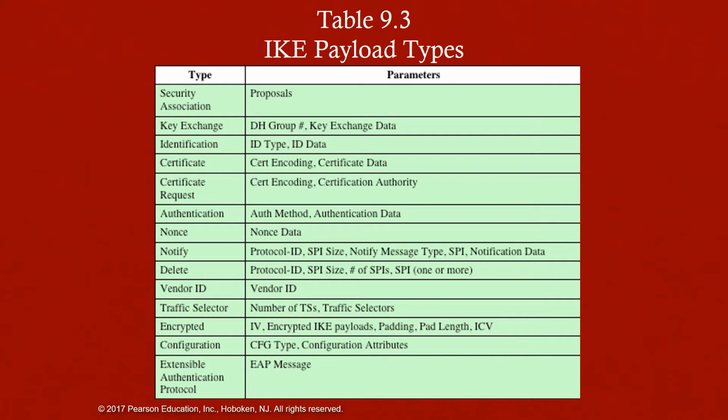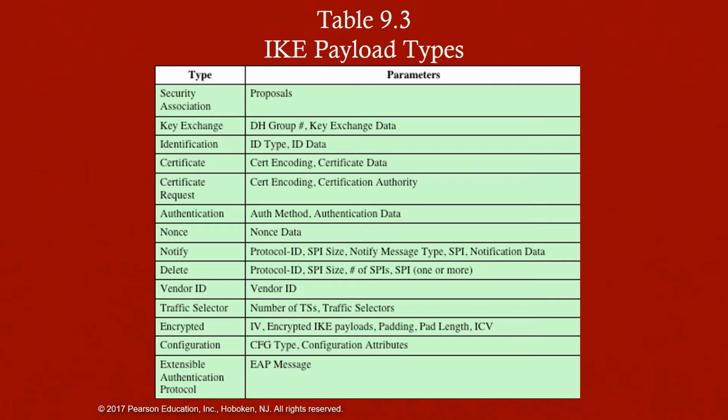IKE payload types. The table summarizes the payload types defined for IKE and lists the fields or parameters that are part of each payload. The SA payload is used to begin the establishment of an SA. The payload has a complex hierarchical structure. The payload may contain multiple proposals. Each proposal may contain multiple protocols. Each protocol may contain multiple transforms, and each transform may contain multiple attributes. These elements are formatted as substructures within the payload as follows.